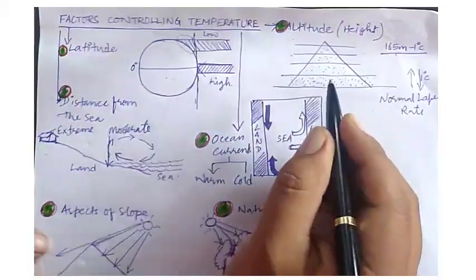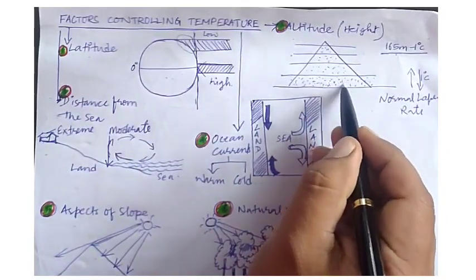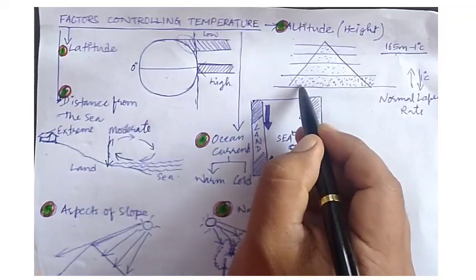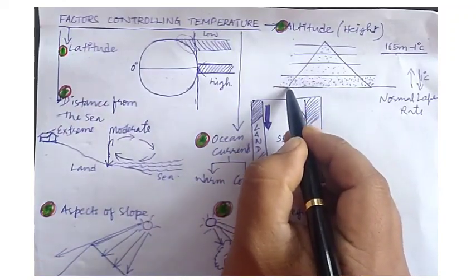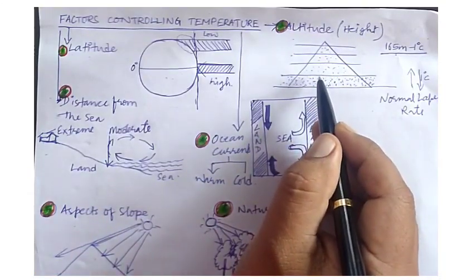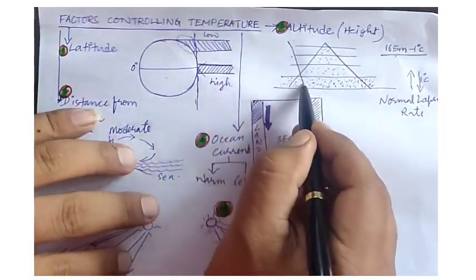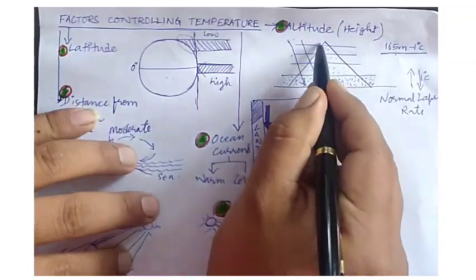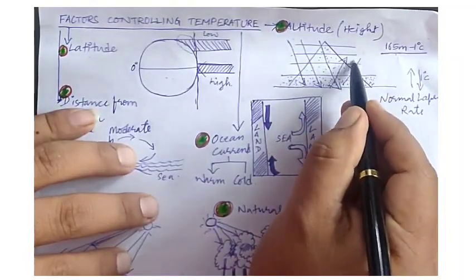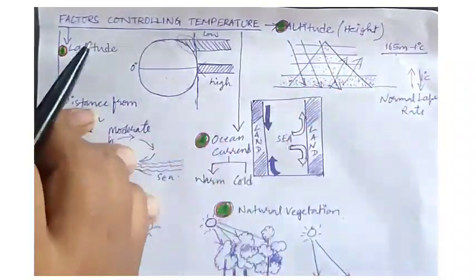Now why does it happen? It happens because of the density of the atmosphere. The density of the atmosphere is maximum, or highly concentrated, at the lower level of the atmosphere, near the ground. As we move upward, the density decreases. Density decreases means the heat absorption of the solar radiation, or the insolation coming towards the earth's surface, as well as the terrestrial radiation, is less. More density, more heat will be absorbed. Less density, less heat will be absorbed.